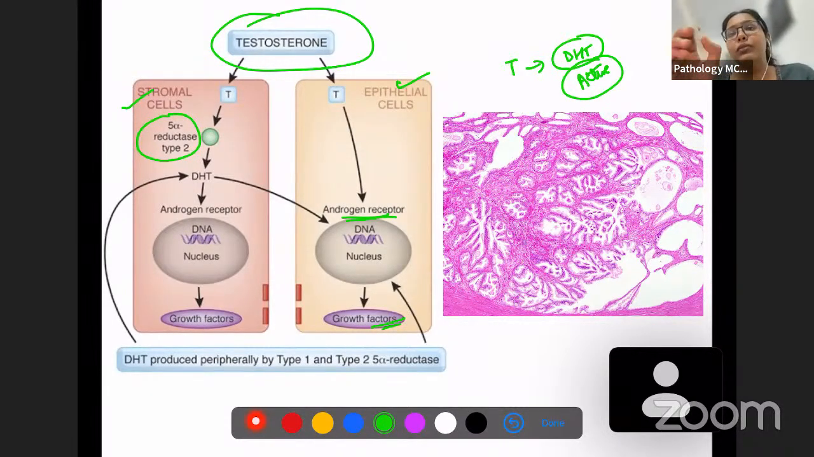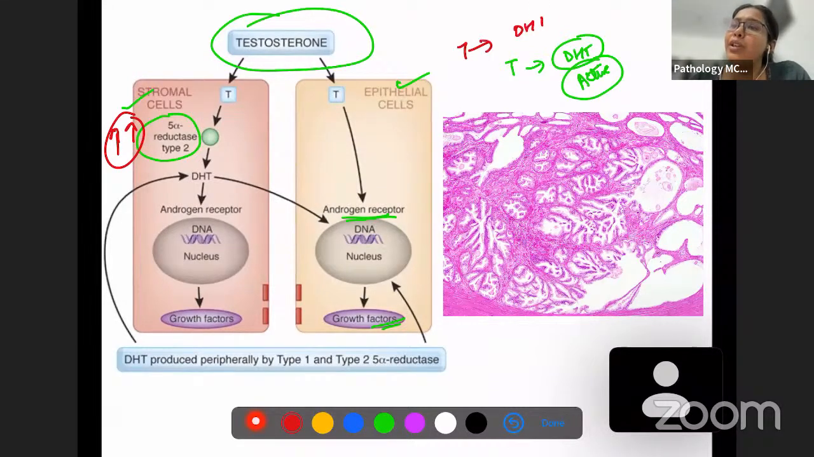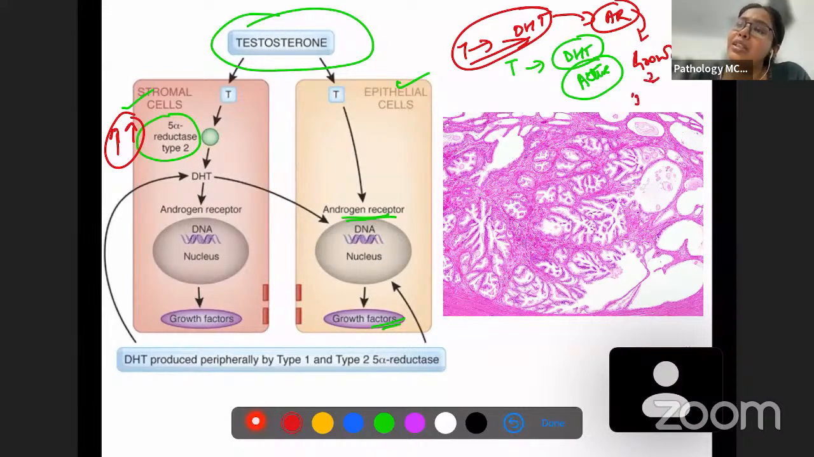What happens is there is increased 5-alpha reductase in this condition. When 5-alpha reductase is more, it is going to convert more and more testosterone into dihydrotestosterone. Ultimately, dihydrotestosterone will stimulate the androgen receptor. As we know, androgen receptor is again a nuclear receptor, which will induce the formation of growth factors. Growth factors will increase proliferation of tissue, which will again result in hyperplasia. So that is what happens here.